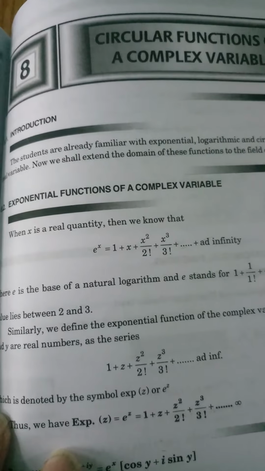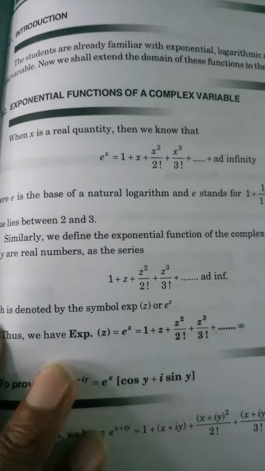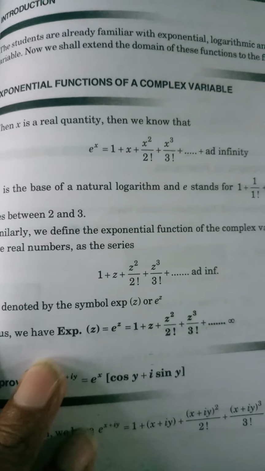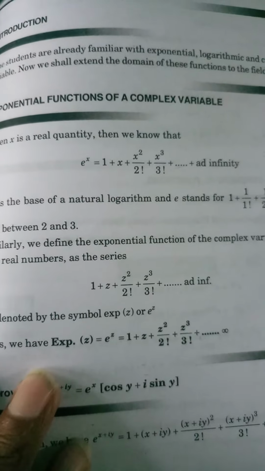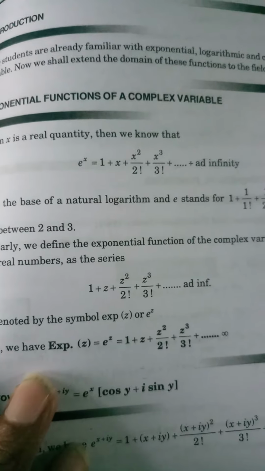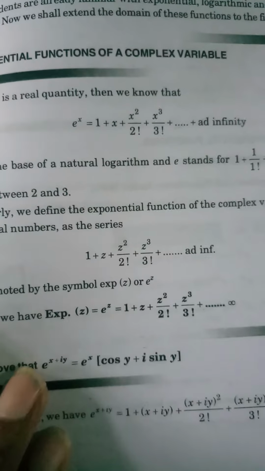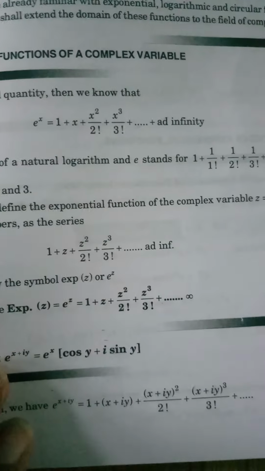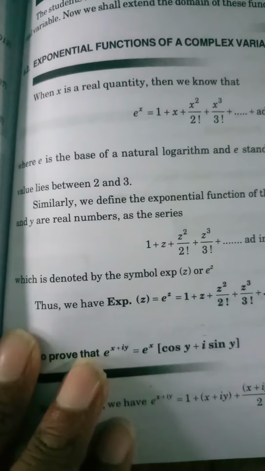First, we define the exponential function of a complex variable. When x is a real quantity, then we know that the expansion of e to the power x is equal to 1 plus x plus x square by 2 factorial plus x cube by 3 factorial plus so on up to infinity, where e is the base of the natural logarithm and e stands for 1 plus 1 by 1 factorial plus 1 by 2 factorial plus 1 by 3 factorial plus so on up to infinity, whose value lies between 2 and 3. Similarly, this is for a real quantity.